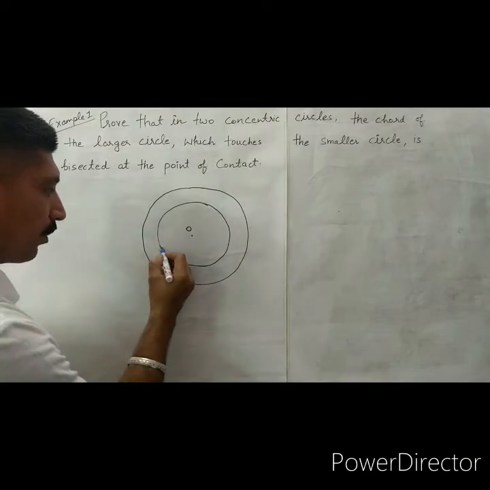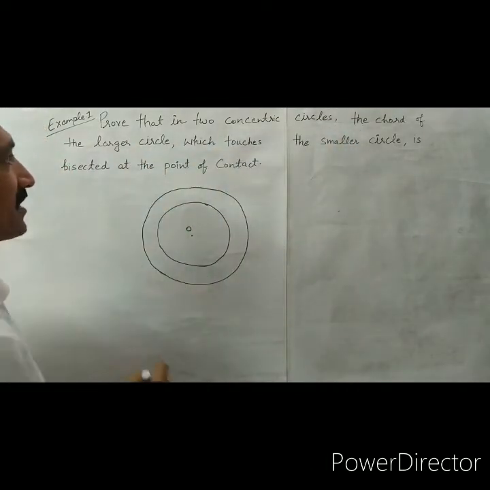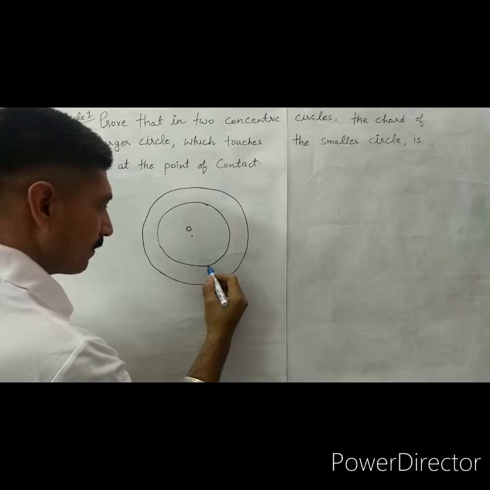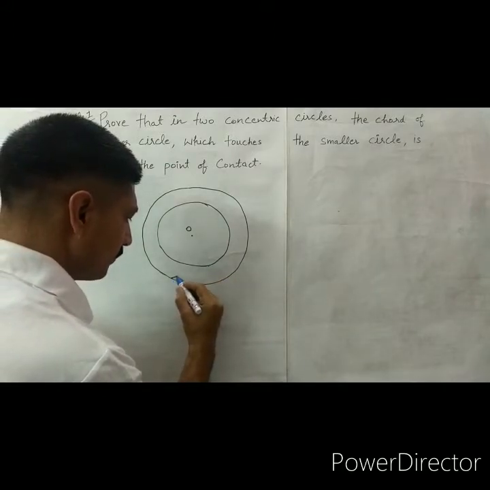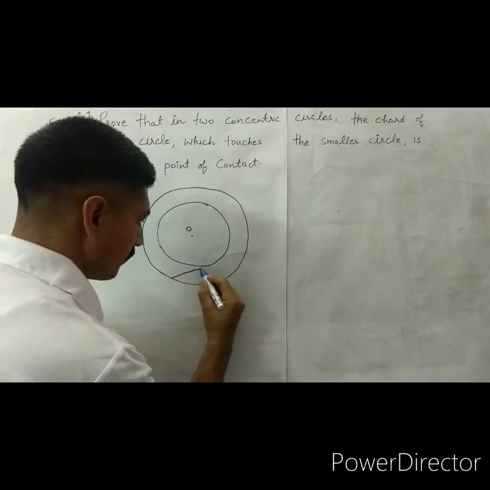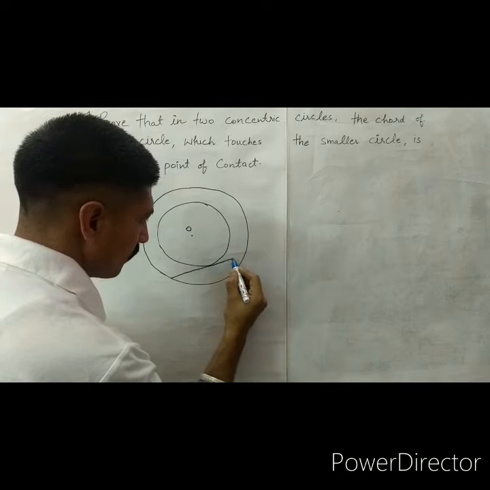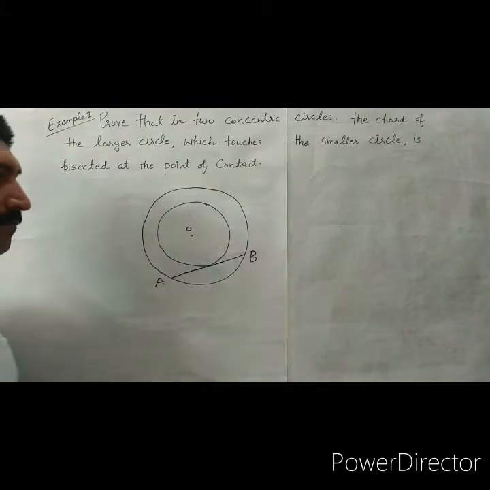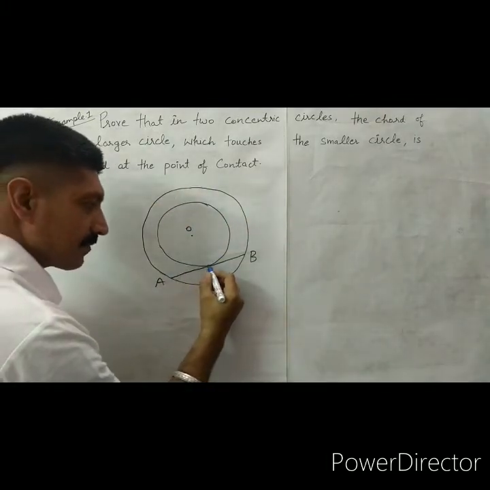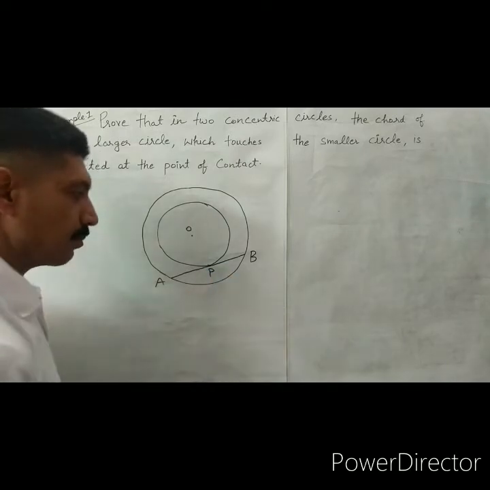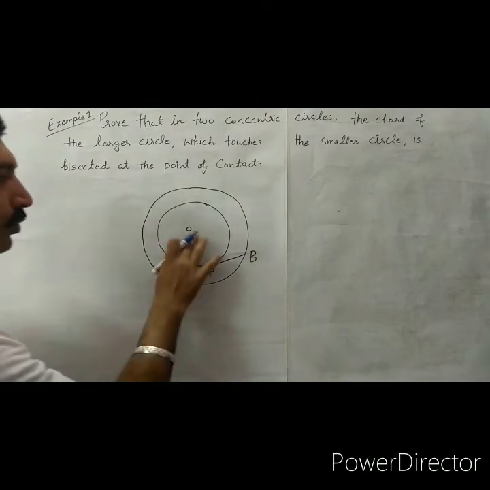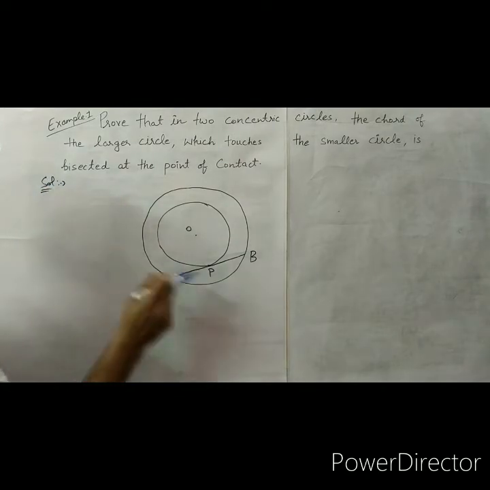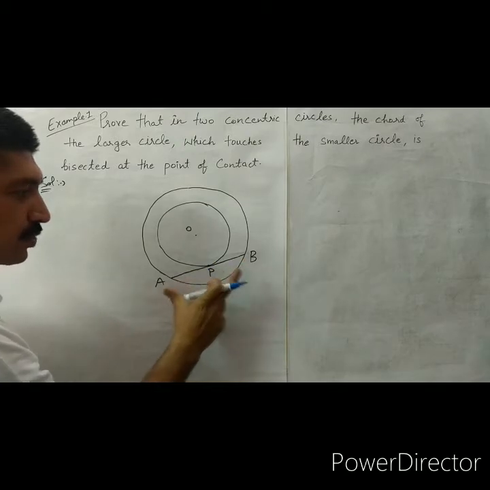Now we want to prove that the chord of the larger circle which touches the smaller circle is bisected. Let AB be the chord of the larger circle which touches the smaller circle at point P here. So P is the point of contact. We want to prove here that this point of contact divides the chord into equal parts.